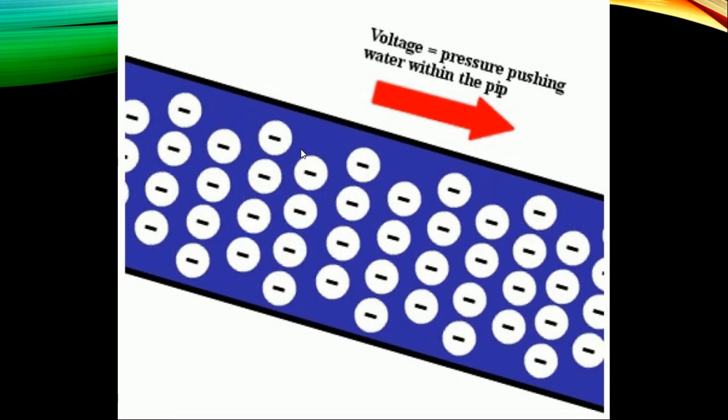So this is an example. For example, again, the pipe. Because there is greater gravity here compared to this part, where is the more pressure located? There is more pressure here because of gravity. So again, voltage is equal to the pressure pushing the water within the pipe.